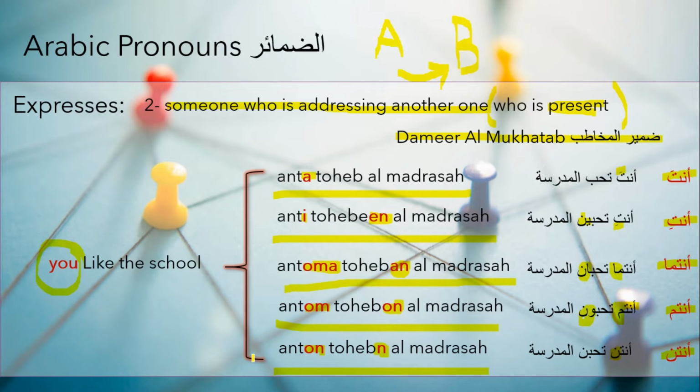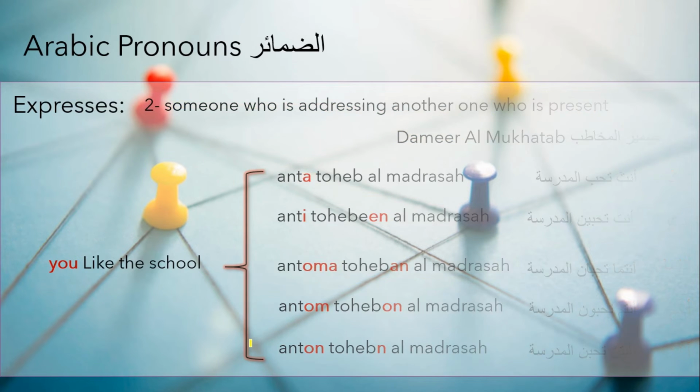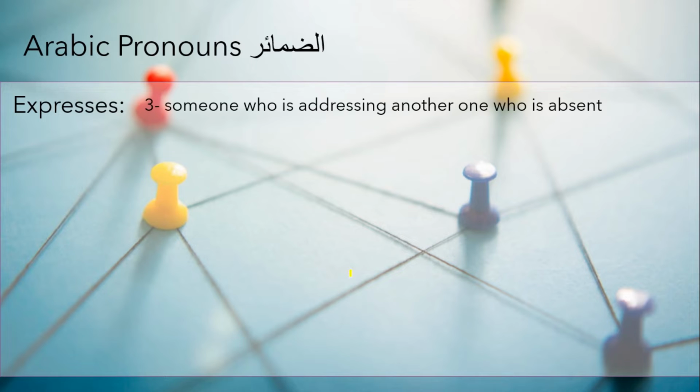All of these pronouns are used for a particular person, whether he is masculine or feminine, male, female, a group of females, a group of males, or duals, two people. The third type of the Arabic pronouns is used when someone is talking about or addressing someone else who is absent.